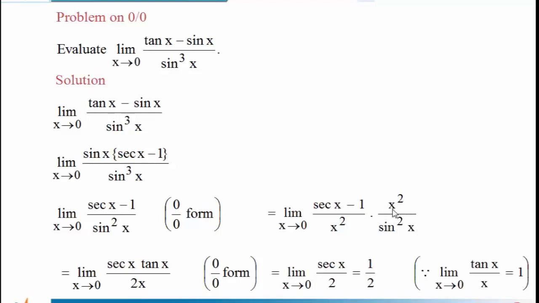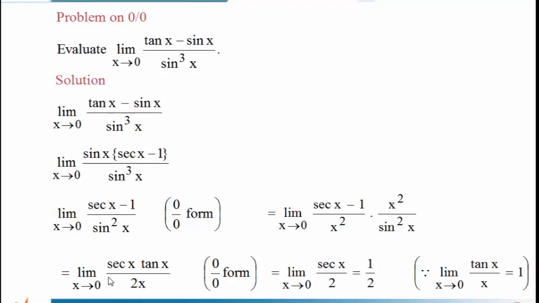Since we know the limit as x tends to 0 of sin x upon x is 1, its reciprocal limit is also 1, means the limit of x upon sin x is also 1 as x tends to 0. So its square, x square divided by sin square x, also has limit 1. So the limit of this function will be 1. So we have to just worry about the limit of this function.